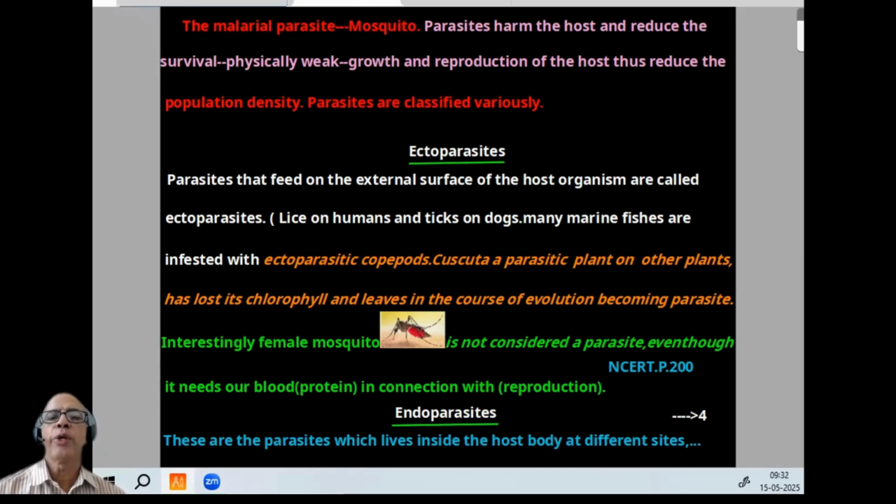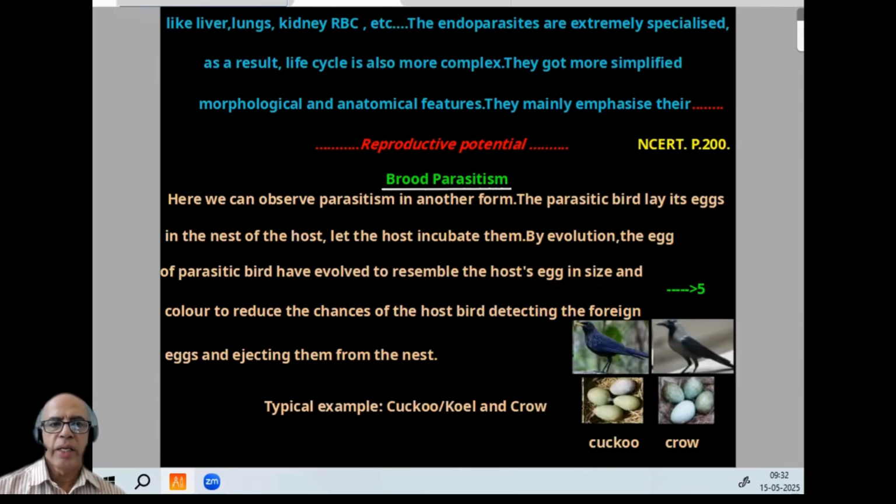Now comes the second category, namely endoparasites. From the term itself, we can guess these are parasites which live inside the host body at different sites, different organs, different areas, which is why the term endoparasite. Organs like liver, lungs, kidney, RBC, etc. Endoparasites are extremely specialized. As a result, the life cycle is also more complex. They have more simplified morphological and anatomical features.